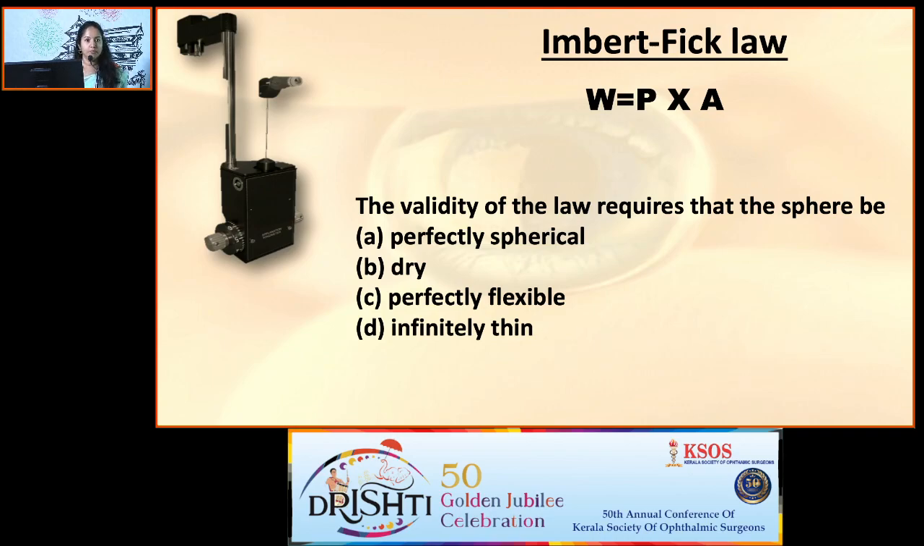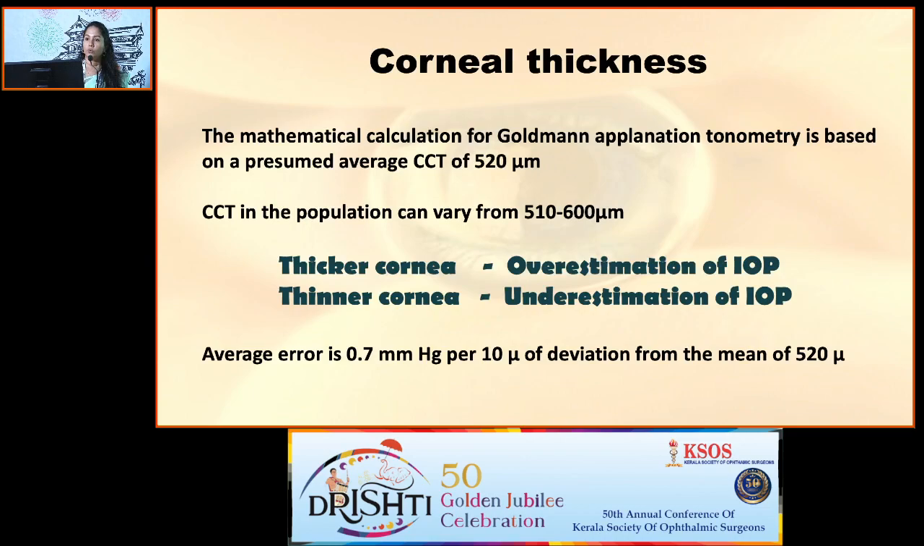As we know, the Goldmann applanation tonometer is based on the Imbert-Fick law, that is, force applied externally is equal to pressure within the sphere multiplied by the area of applanation. But the validity of the law requires that the sphere be perfectly spherical, dry, perfectly flexible, and infinitely thin. None of these criteria is met by the globe. That itself is a cause of error, and the most common error comes from corneal thickness.